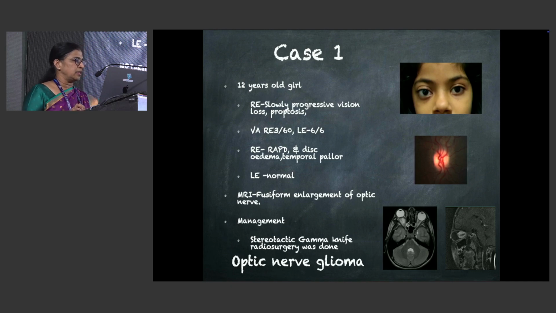Here, a 12-year-old girl presented with slowly progressive decrease in vision. On examination, there is mild proptosis on the right side, and vision in the right eye was 3/60. There was RAPD, and fundus examination showed an elevated disc, but pallor is also there, and imaging showed a mass just behind in the optic nerve. So it is a case of optic nerve glioma.